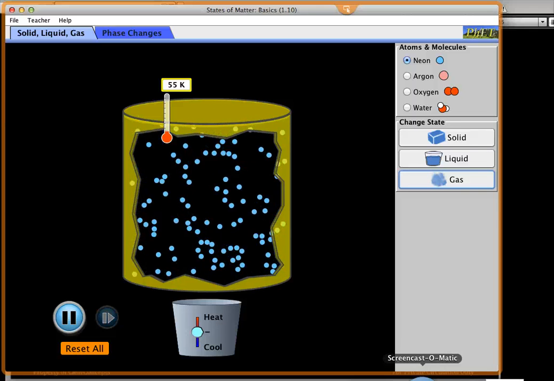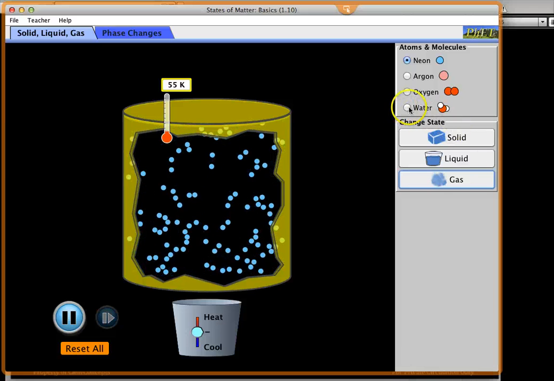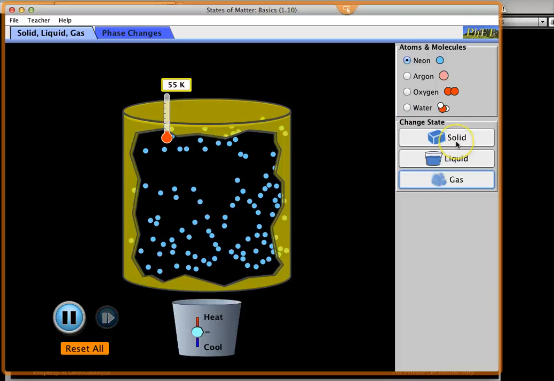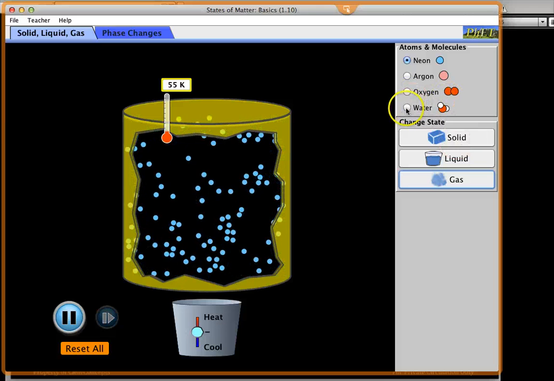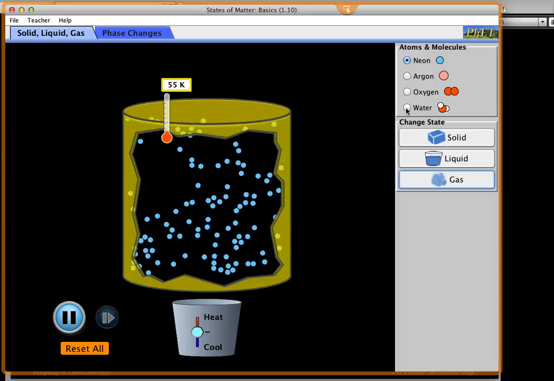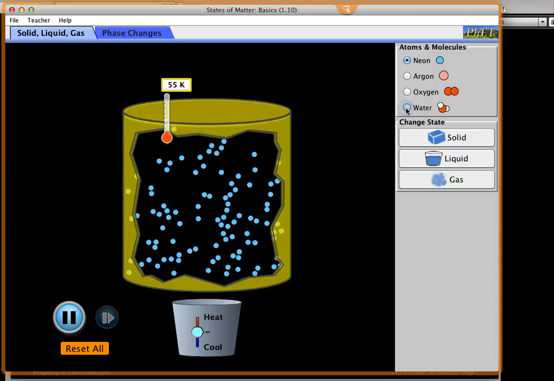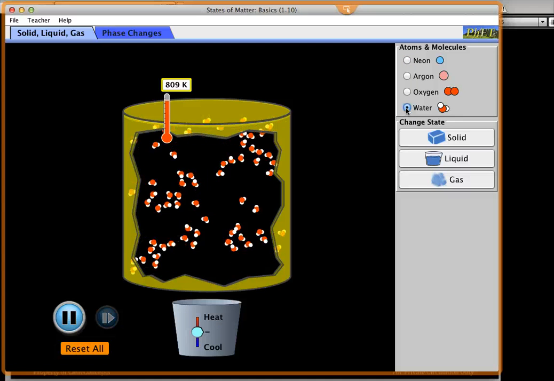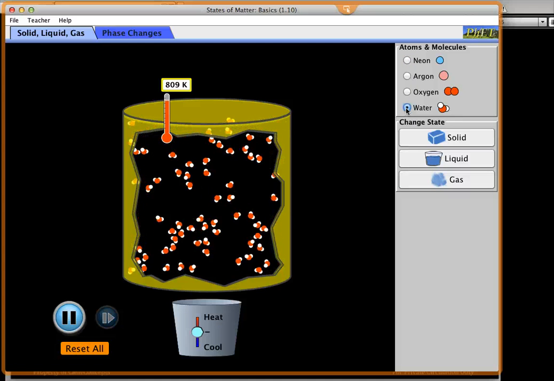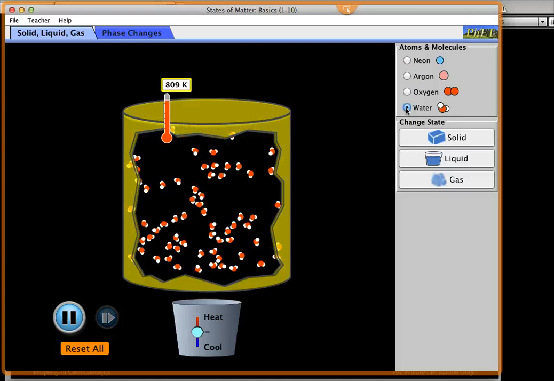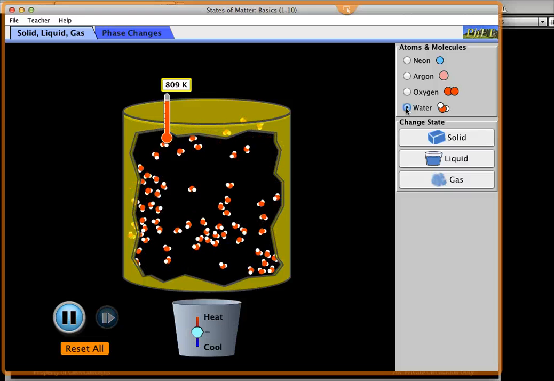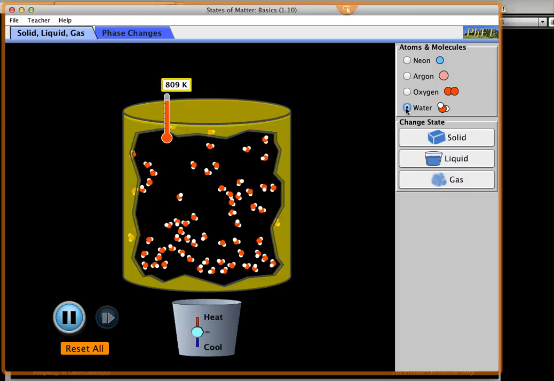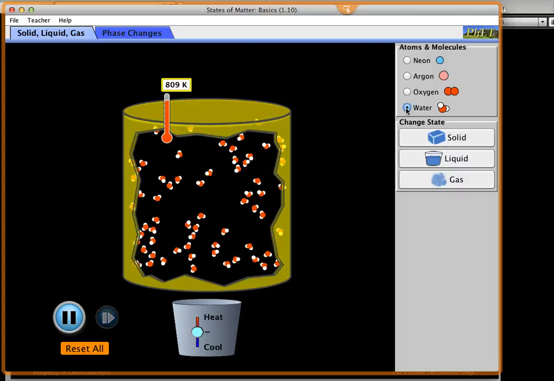Now here's what I'm going to do. I'll leave it as a gas, and I'm now going to change the substance to water. Now take a look at what happens. In addition to the translational motion, can you see that the water molecules are also rotating about their own axes? Can you see that?